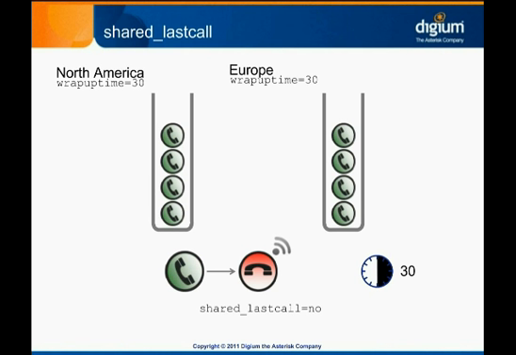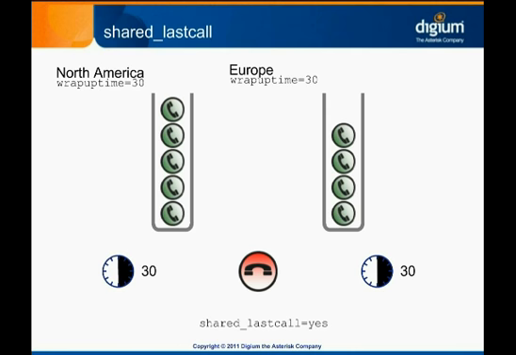To change this behavior, we can enable the shared last call option in the general section of queues.conf. When shared last call is set to yes, Asterisk treats wrap-up time as a global rather than per queue option. The member will get the full wrap-up time before being rung again by any of the queues in which they are a member. Shared last call defaults to yes in Asterisk 1.8.